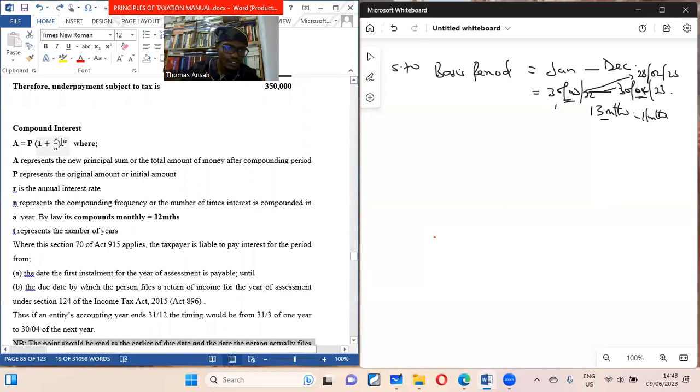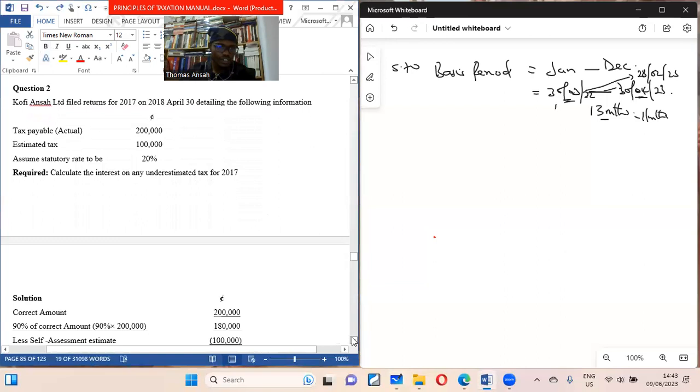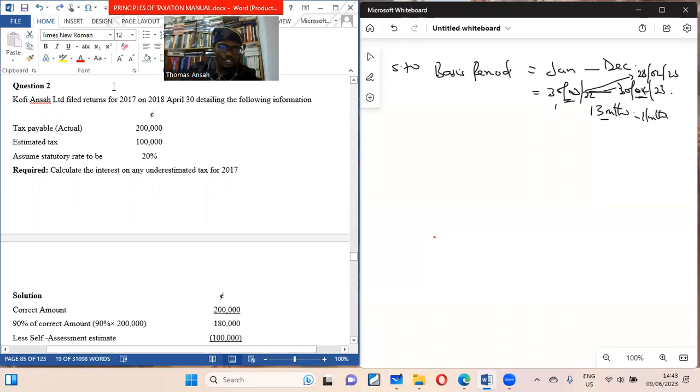All right, let's look at the figures and see how it is done. So let's take Kofi Annan Limited. Kofi Annan Limited has this information that you see. Tax payable: actual is 200, estimated is 100, assume a statutory rate of this. So what is the correct amount? The correct amount, the amount that he actually is supposed to pay, is 200,000. Then 90% of the 200,000 is 180,000, right?